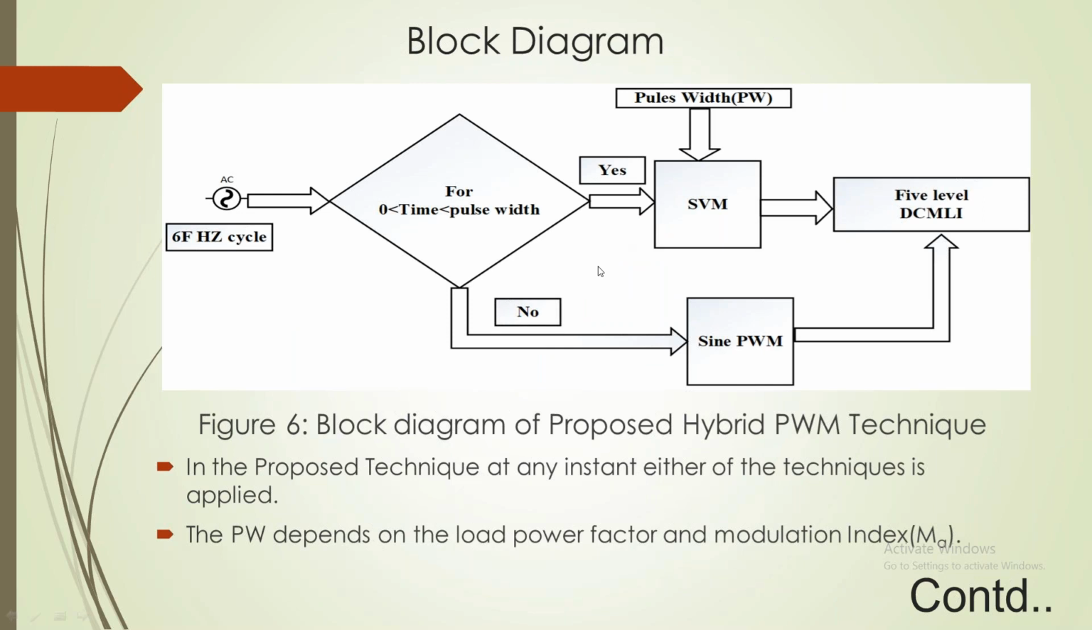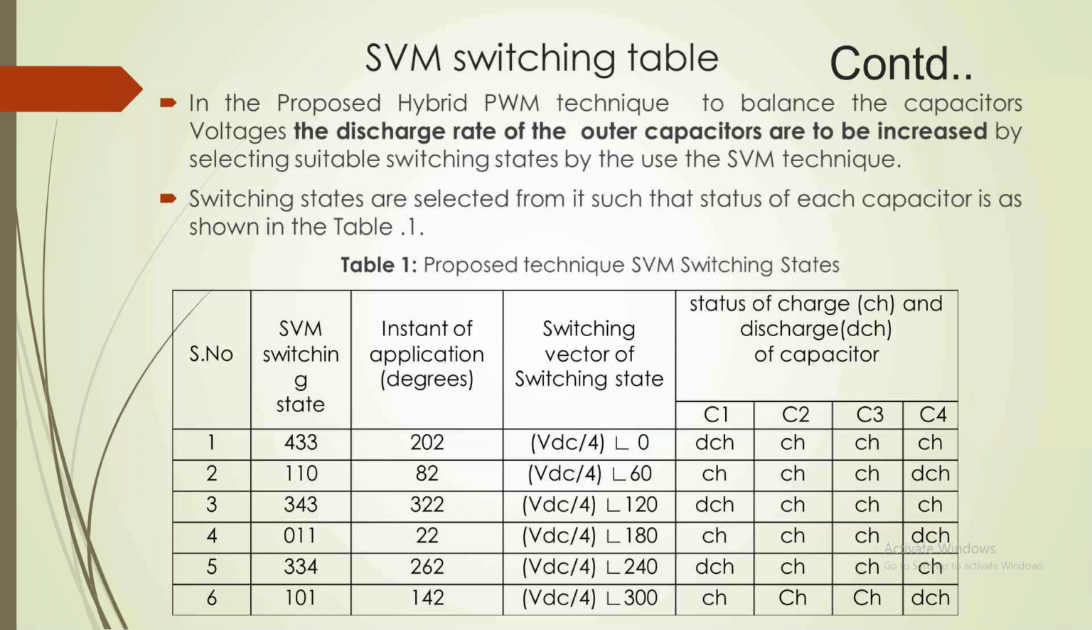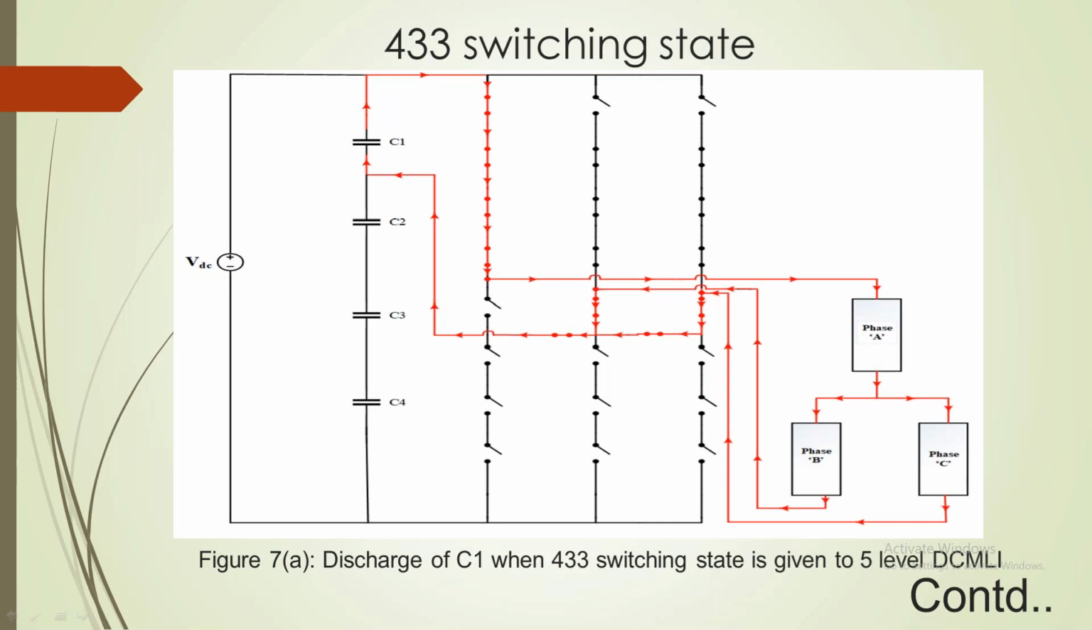These are the switching states which we have applied, and we have seen that always the inner capacitors are going to charge for a longer time and the outer capacitors are going to discharge. This is how the current flows, and how the discharging or charging of the capacitor happens. See, the outer capacitor is discharging. So either we have to discharge the outer capacitor for a longer time, or we have to charge the inner capacitor for more time. So this switching state 4-3-3 ensures that the outer capacitor is discharging.